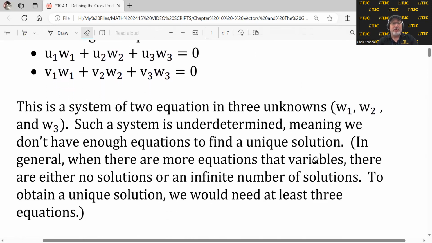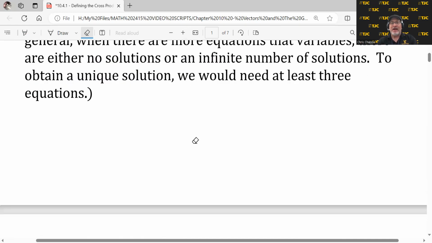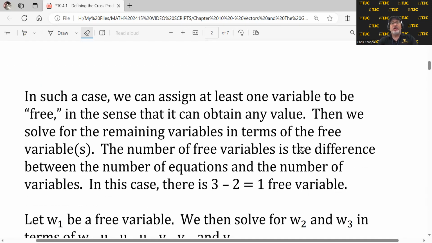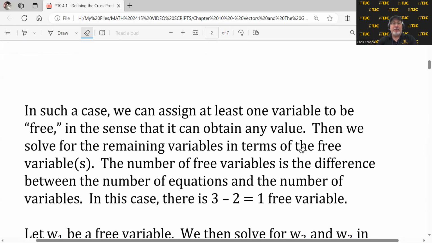To obtain a unique solution, we would need at least three variables. But I digress. This is not a linear algebra course. Now, in such a case where we have more variables than equations, we can assign at least one of the variables to be free in the sense that it can obtain any value. Then we solve for the remaining variables in terms of the free variable or variables.